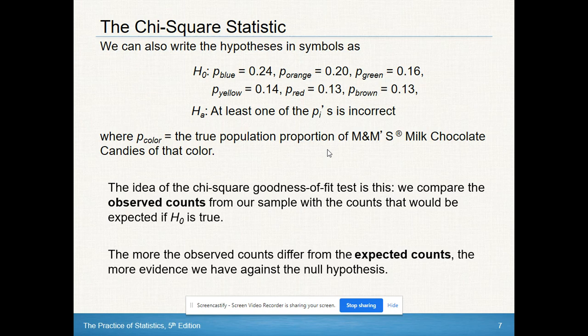So the idea of a chi-square goodness of fit test is this. We compare the observed counts from our sample with the counts that we would expect to get. Because if the distribution was really the same, what we would observe should be the same as what we expect to get. If they're different, then that means that the company's distribution claim is probably not going to be correct.